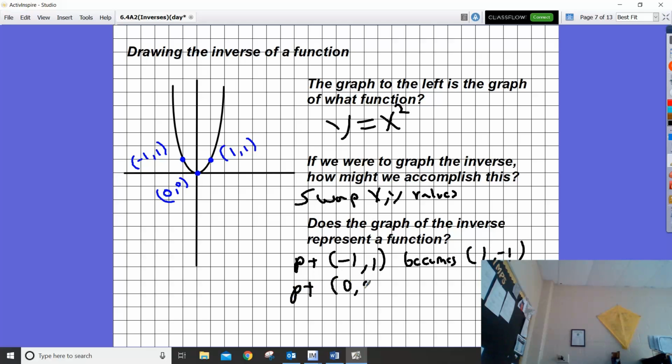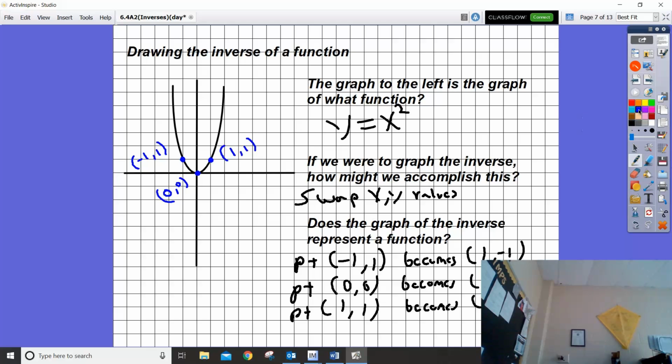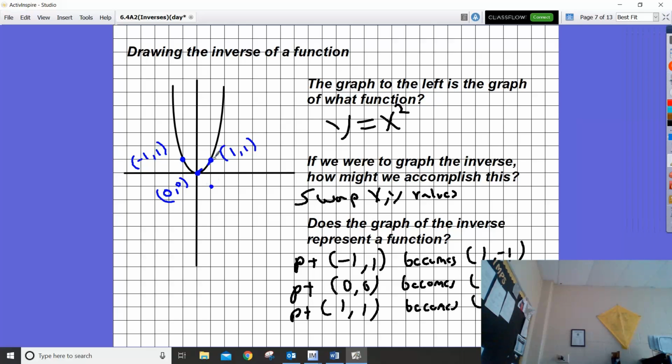The point 0, 0, what's it say? It becomes 0, 0. And your point 1, 1, it becomes 1, 1. So the only thing that actually changed, looks funny, is 1, negative 1. The inverse is still at 0, 0. It's still at 1, 1. But this guy has become 1, negative 1. That's the inverse.